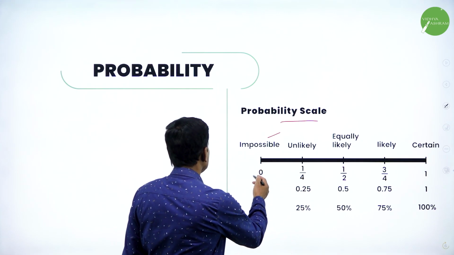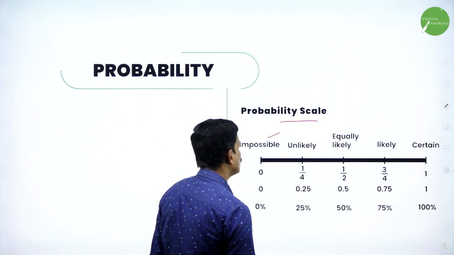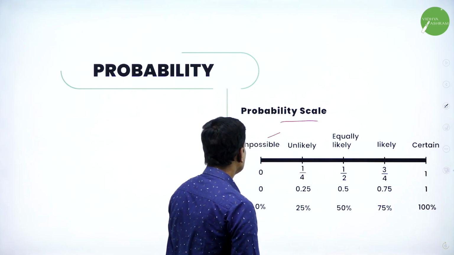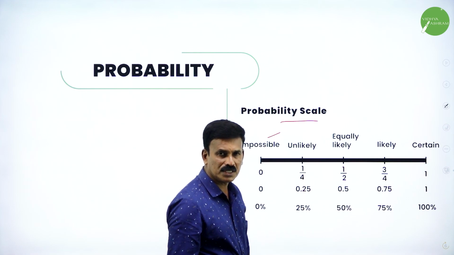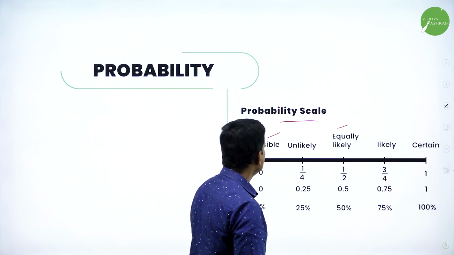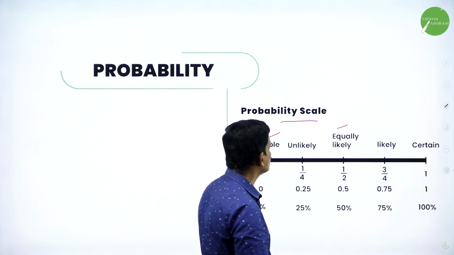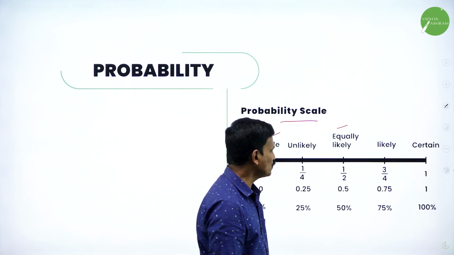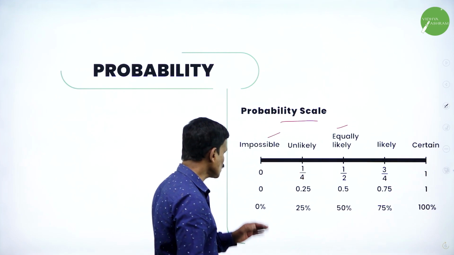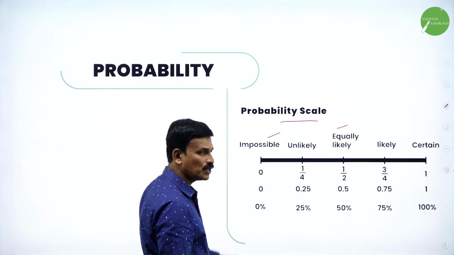So an impossible event is 0, that is 0%. Similarly, a certain event is 1 or 100%. Now unlikely is 1 by 4, that is 0.25 in terms of fractions. Equally likely means 1 by 2, that is 0.5, nothing but 50%. And a likely event is 3 by 4, that is 0.75, equal to 75%. So in impossible, 0 is an impossible event.